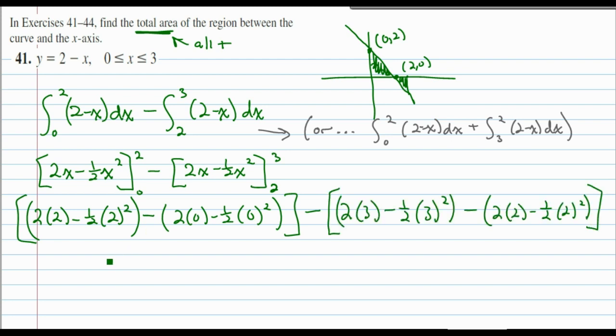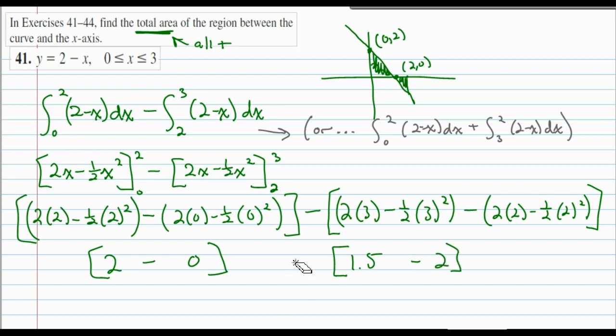And a little bit of math will get me 2 minus 0 here, and then this is going to be 1/2 minus 2 here. So I get a total of 2.5.